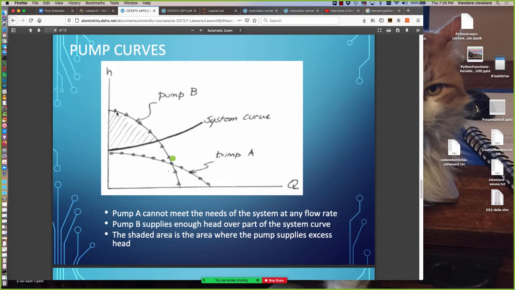Pump B, in contrast, can operate all the way from shutoff to this intersection. That's where that green dot's supposed to be. And everything in the shaded area is the range that pump B could operate in. And then once we go to the right of that, pump B doesn't produce enough head.